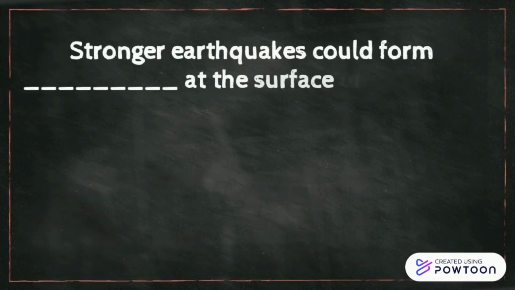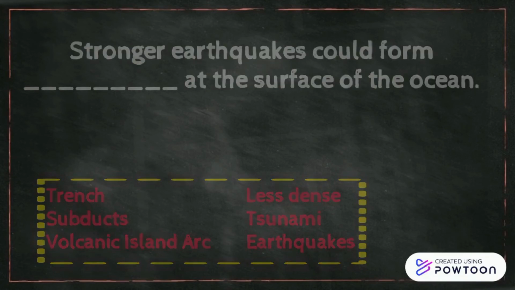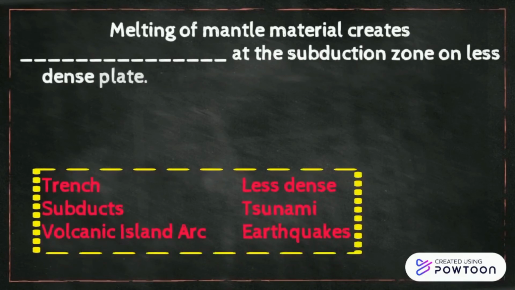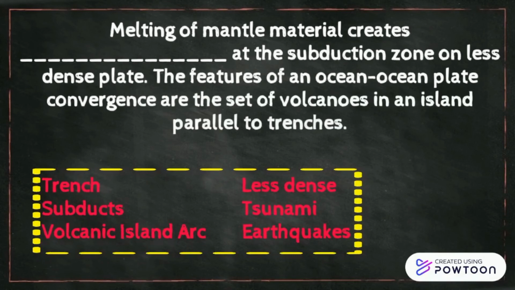Stronger earthquakes could form blank at the surface of the ocean. Melting of mantle material creates blank at the subduction zone or less dense plate. The features of an ocean-to-ocean plate convergence are the set of volcanoes in an island parallel to trenches.